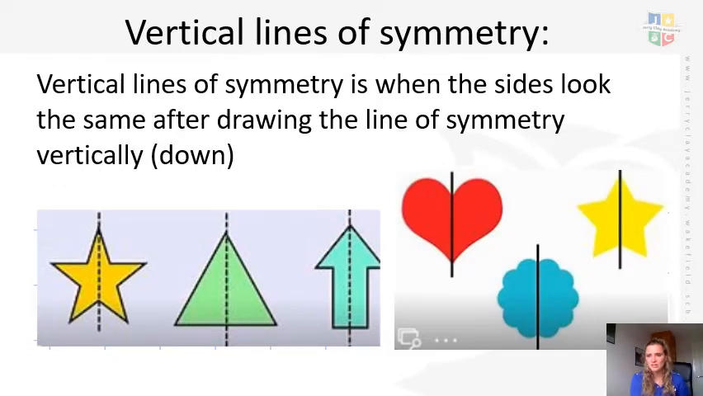So using the words horizontal and vertical, we can now have different lines of symmetry. Vertical obviously meaning lines that go up and down. So vertical lines of symmetry is when the sides look the same after drawing the line of symmetry down vertically. You can see from the examples, if I put the dotted line down the middle, and you were to fold them in half, they would be exactly the same on both sides. Or if you put a mirror on, they would look exactly the same.